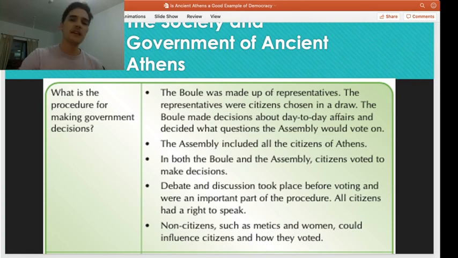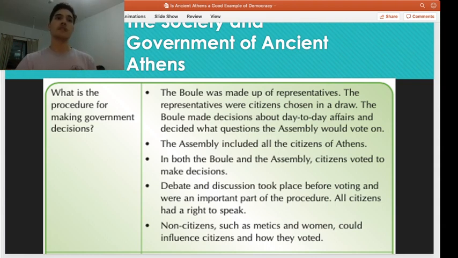Okay, debate and discussion, but who can participate? Only the citizens, only the male citizens. All right, non-citizens such as metics and women, they could influence, right? So what that means is, think about in the classroom how hypothetically I get to make the decisions. I get to have the final say. You guys, though, can influence me.